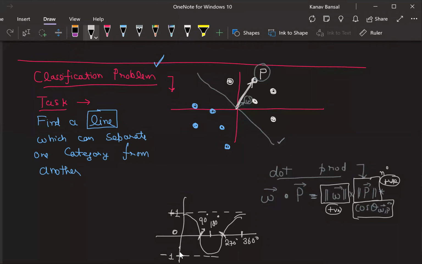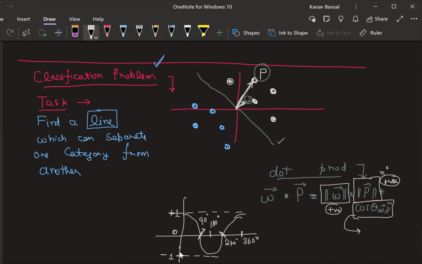Now, the next thing, what kind of angle do you see? Is this angle greater than 0 and less than 90 degree? Yes or no? Between W and P, is it greater than 0 and less than 90? Yes, right? So what will be the cos theta value?